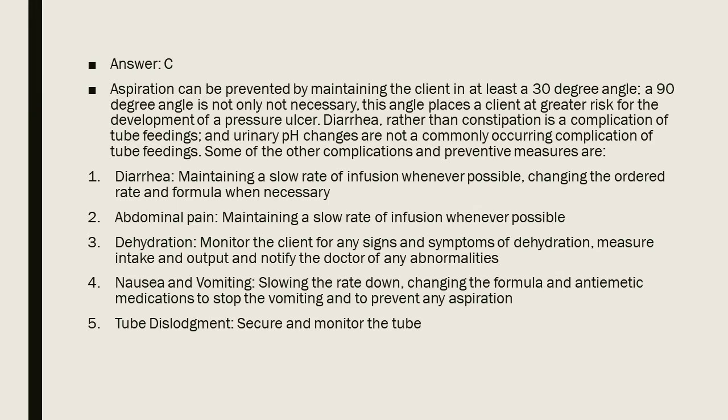Some of the other complications and preventive measures are: diarrhea, maintaining a slow rate of infusion whenever possible, changing the ordered rate and formula when necessary. Abdominal pain, maintaining a slow rate of infusion whenever possible. Dehydration, monitor the client for any signs and symptoms of dehydration, measure intake and output and notify the doctor of any abnormalities. Nausea and vomiting, slowing the rate down, changing the formula and antiemetic medications to stop the vomiting and to prevent any aspiration. Tube dislodgement, secure and monitor the tube.